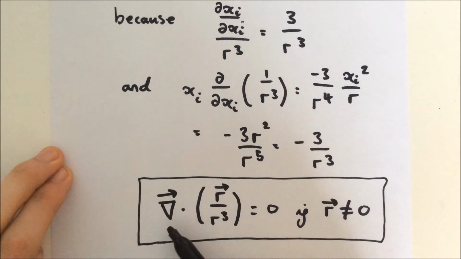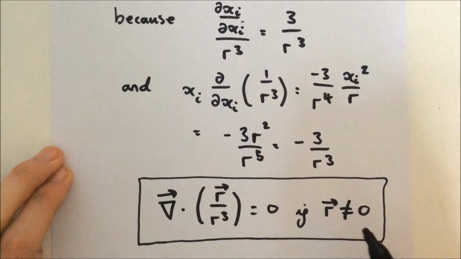The divergence of r over r cubed is equal to 0 if r is not equal to 0.